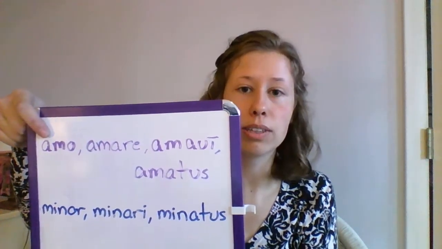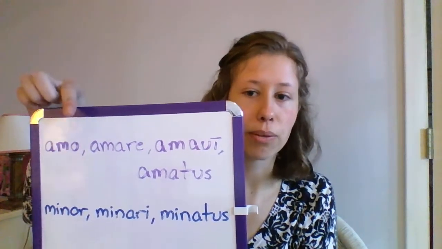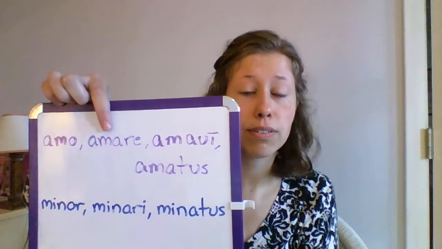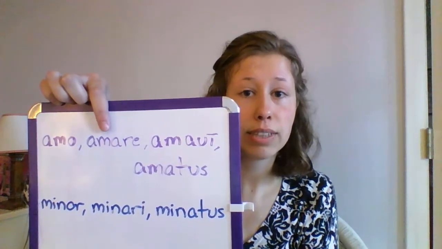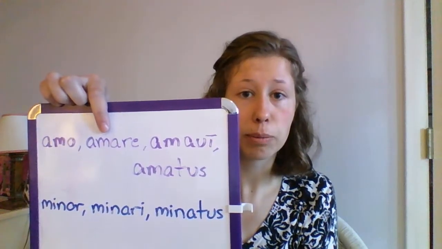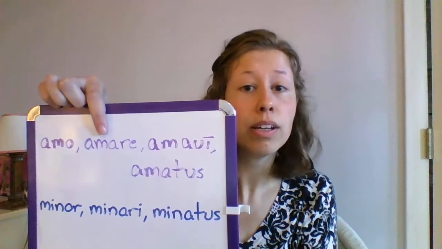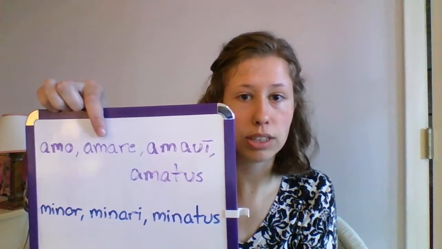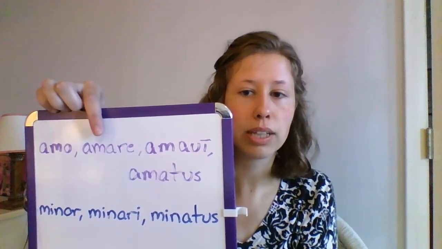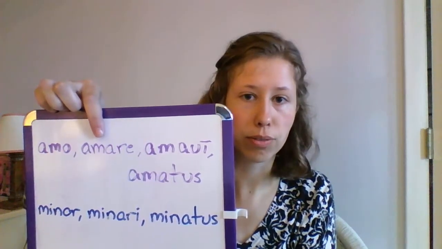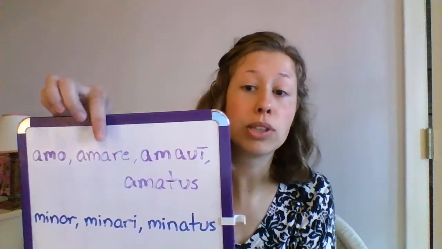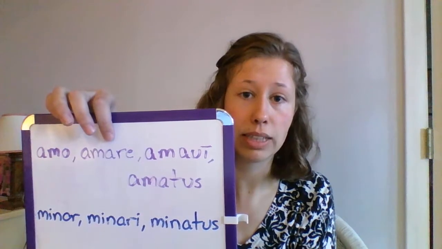And all of this is also in your book, but just for a quick review, I'm going to go through it. Amare, the second principal part, is used for the infinitive. So if I ever say something is just the second principal part, that means it's the infinitive. Your book doesn't always include these infinitives if you can just tell from the conjugation. So it'll usually have a 1, a 2, a 3, or a 4 here. So you'd have amo, 1, amavi, amatus. But just know that the second principal part is always the infinitive.